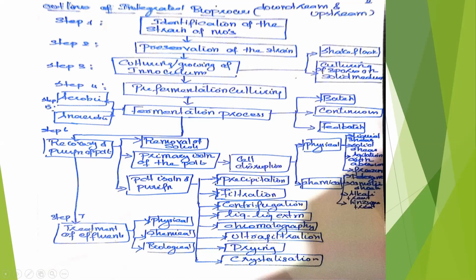And step 7 is treatment of effluent. So you have physical, chemical, and biological methods. Okay, so this is the outline, and it is very, very important. Sometimes they will ask you to explain the integrated bioprocess or the outline of the integrated bioprocess. So you have to draw the flow chart and explain.